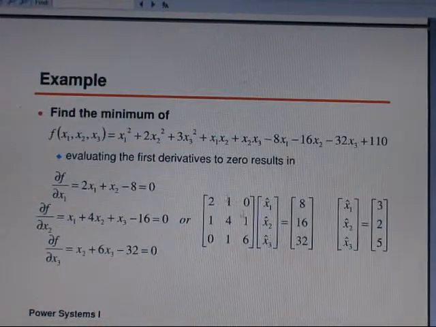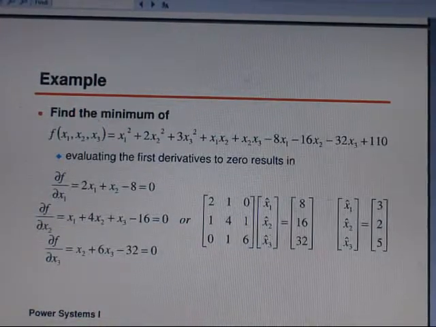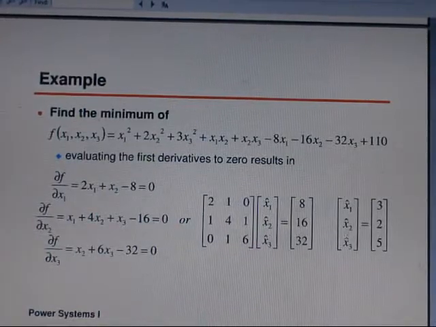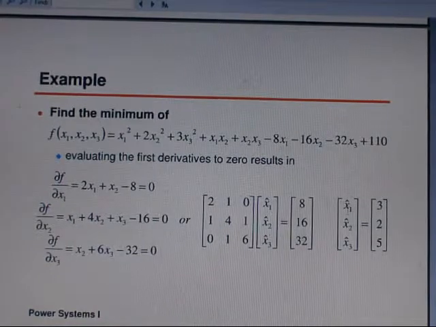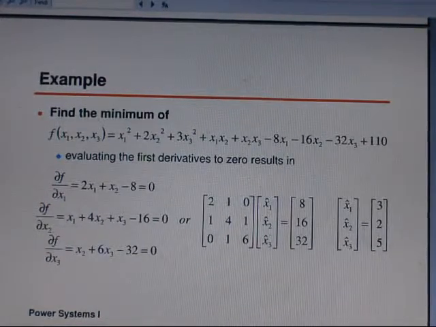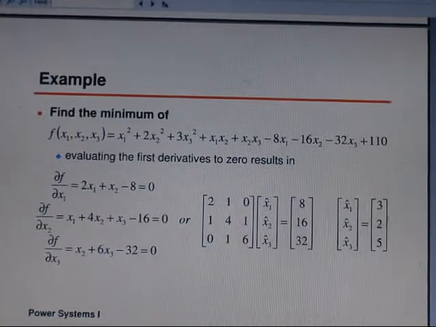That equation we transform into a matrix form, so this is the matrix equation you get. In this case, by solving this matrix equation, the h1, h2 and h3 values can be calculated. They are 3, 2, and 5.